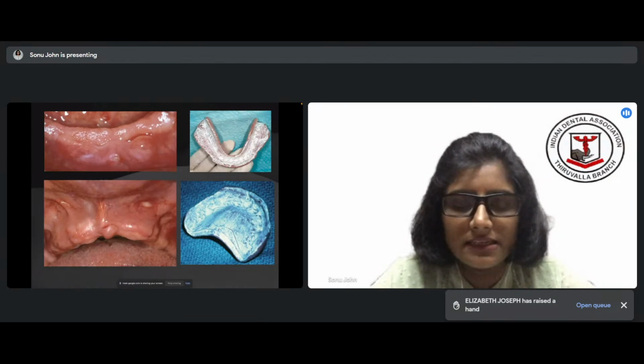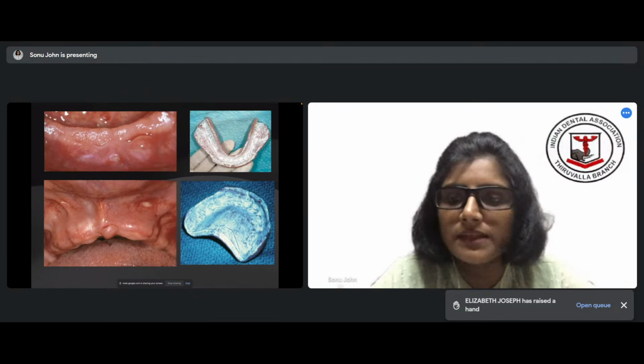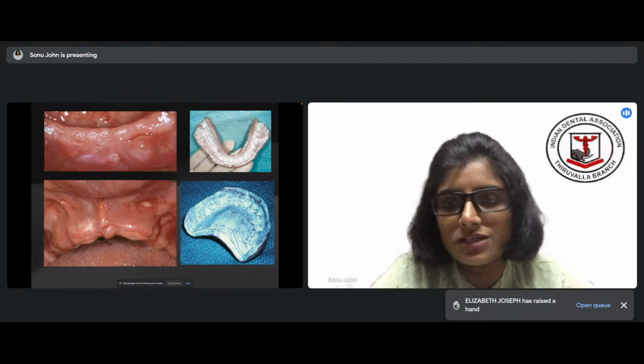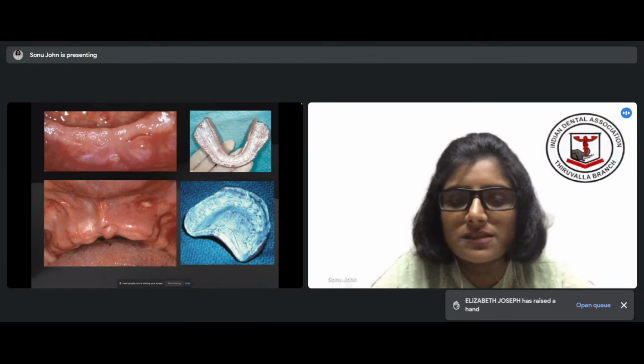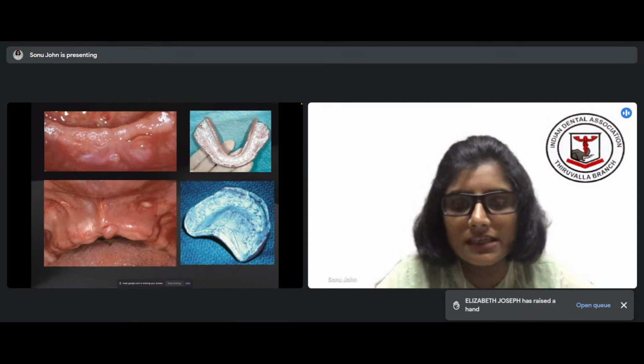Similarly, you can see that there is an ulcer in the lower left side picture, in the upper arch. When you apply a pressure indicating paste to the maxillary denture and place it in the patient's mouth, wherever the patient has an ulcer, the paste wouldn't be there. So that's the area that requires relieving.